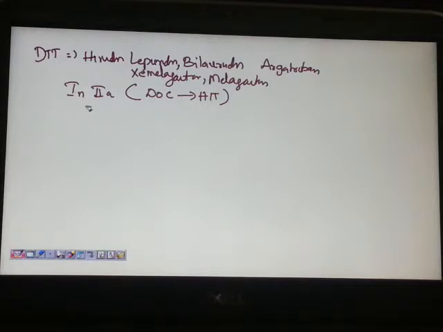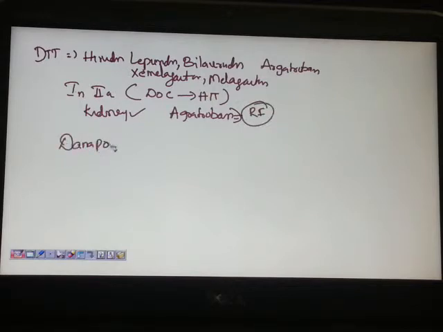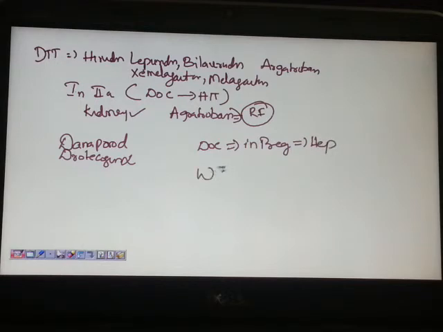Usually all are excreted by kidneys except argatroban, so it can be given safely in renal failure. Other drugs are danaparoid and drotrecogin alpha. A drug of choice in pregnancy will be heparin, and also remember the mnemonic, and drug of choice for heparin induced thrombocytopenia has to be direct thrombin inhibitors. Thank you.